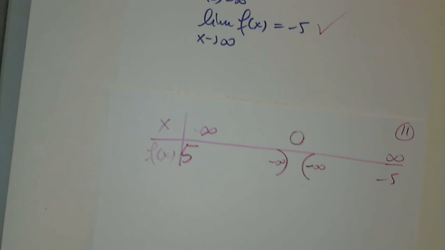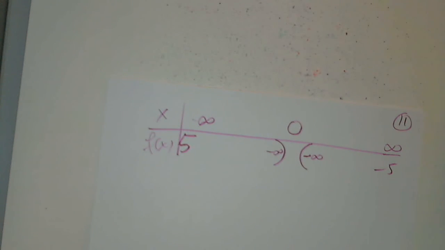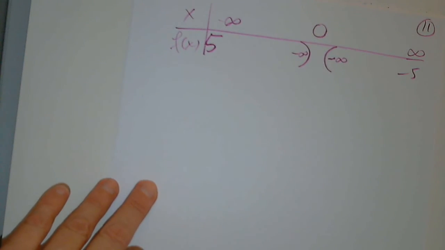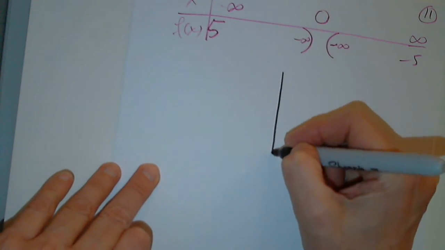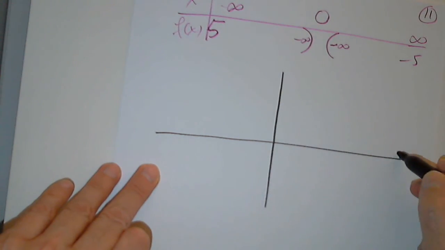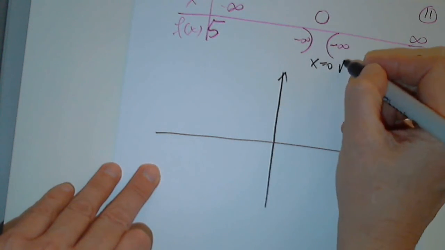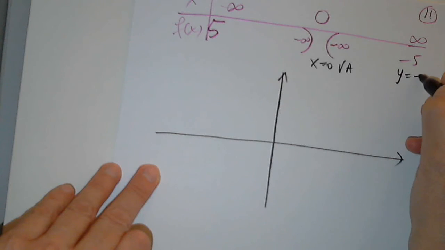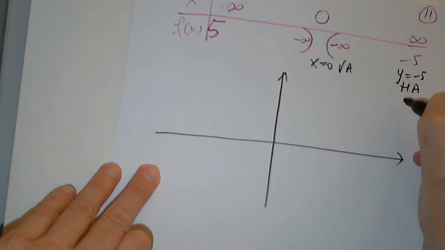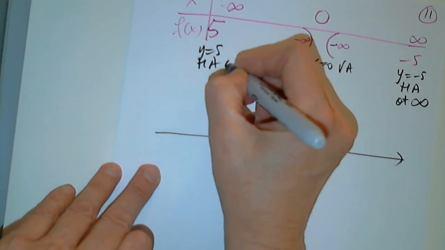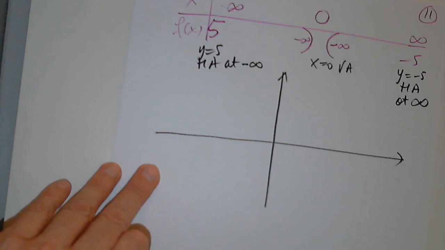And now I'm ready. You can create your own graph. I'll create my own. It's up to you what you want to do. You can put a number in here if you want, put 4 or nothing. It doesn't matter. It doesn't have to be defined. At that point, you can create any function you want. So obviously, x equals 0 is a VA. Y equals -5 is a horizontal asymptote at infinity only. Y equals 5 is a horizontal asymptote at -infinity only.